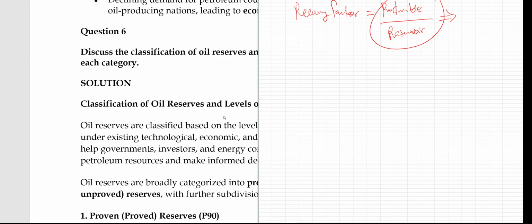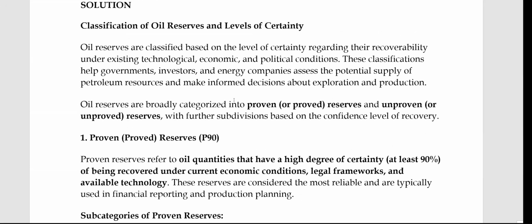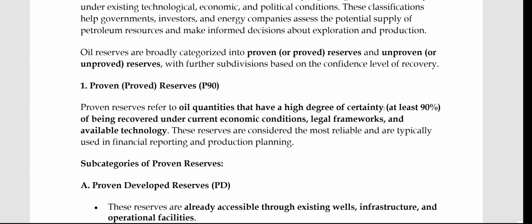So when it comes to reserves, all your reserves are classified based on the level of certainty regarding their recoverability under existing technology. You know how much can come to the surface, right? But sometimes you can't get it as specified. So we can break them into proven reserves or unproven reserves, which have further subdivisions based on the confidence level of recovery. You know this can come up to the top, but it depends on the probability.